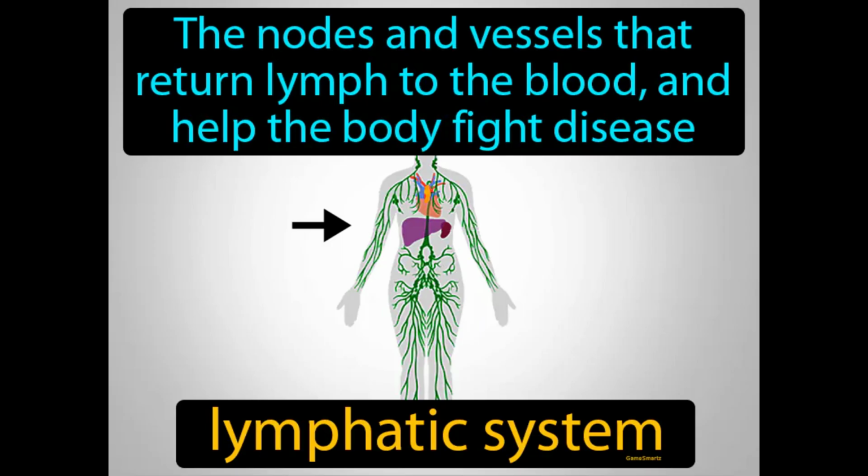The nodes and vessels that return lymph to the blood and help the body fight disease. Lymphatic system. The lymphatic system is a network in the body that helps remove waste and fight infections.